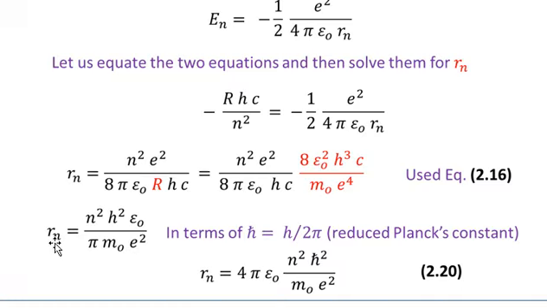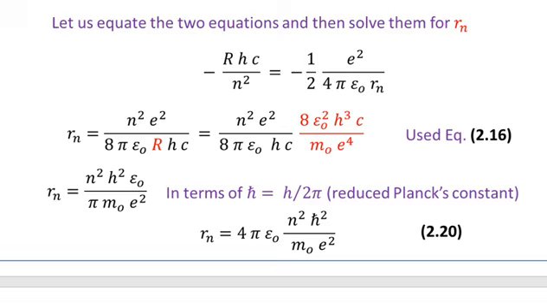So the value of Rn depends upon the quantum variable, the quantum number n, and in fact on the square of the quantum number n. Since n takes discrete values, Rn will also take discrete values. That is, according to the Bohr model, the electron orbit Rn will only take discrete values. We can also express this equation using the reduced Planck's constant, h bar equal to h over 2 pi. Introducing h bar, the Rn value becomes Rn is equal to 4 pi epsilon naught n square h bar square over m naught e square.